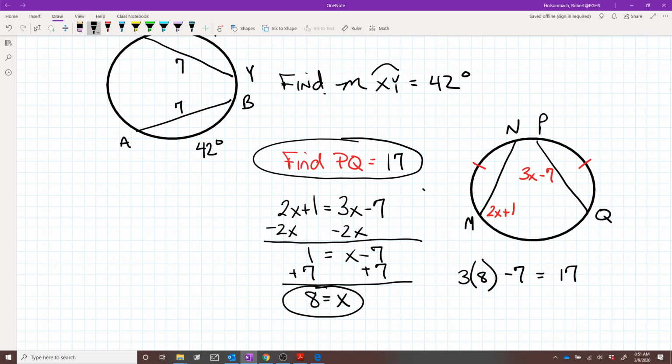Okay, what you got to get out of it is if the chords are the same, then the arcs are the same. And vice versa. If two arcs are congruent to each other, then the chords that form those arcs are congruent to each other.